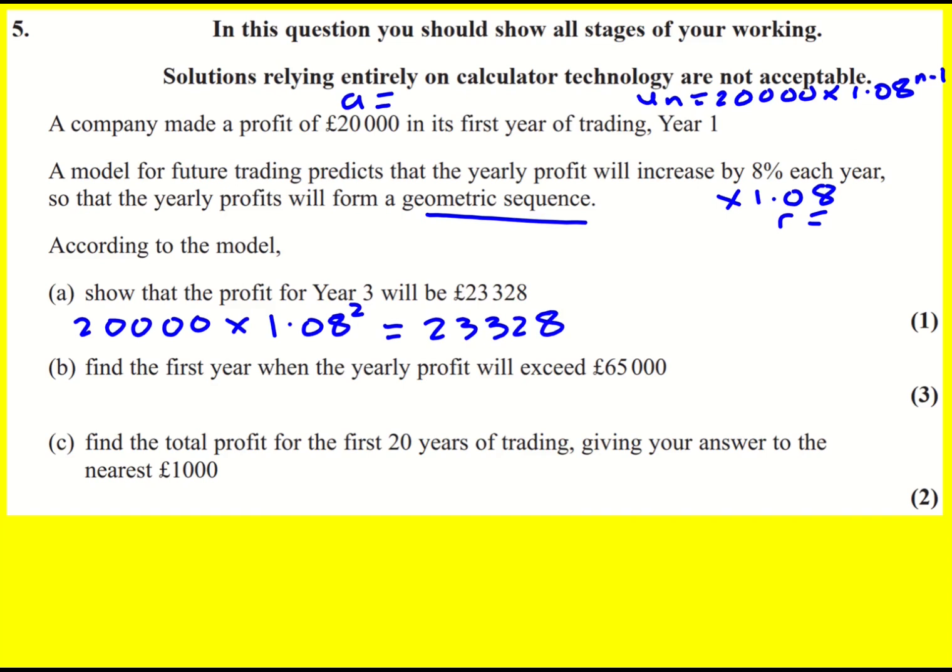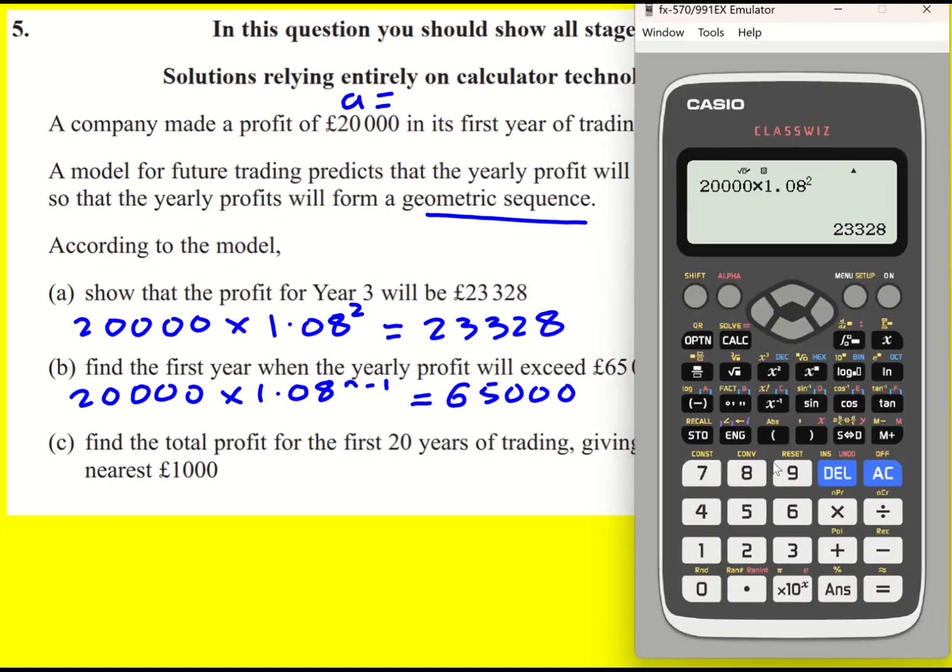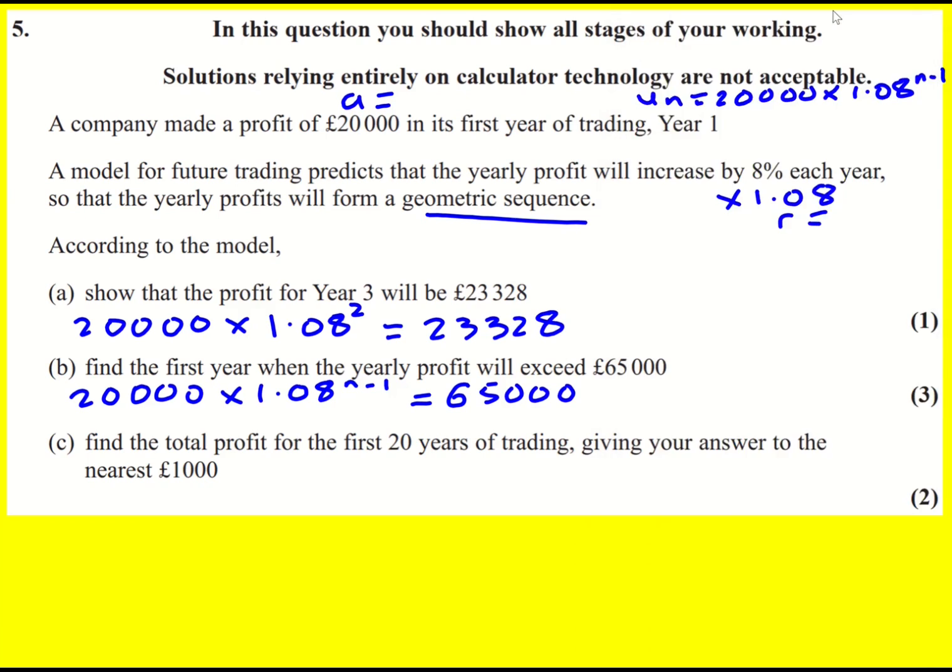And the first year where the yearly profit will exceed 65,000. So now we can use our nth term. 20,000 times 1.08 to the n minus 1 is going to be greater than 65,000, but I'm just going to set it equal to, and then I'll go with the value of n that's more than that. It's just a little bit easier to deal with equations, in my opinion. So we can do 65,000 divided by 20,000, which gives 3.25. So 1.08 to the n minus 1 is 3.25.